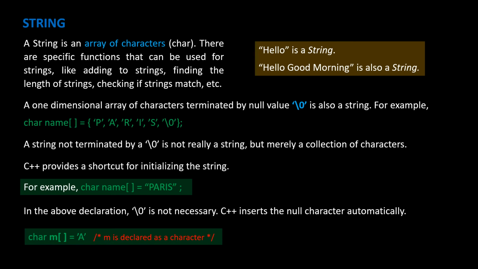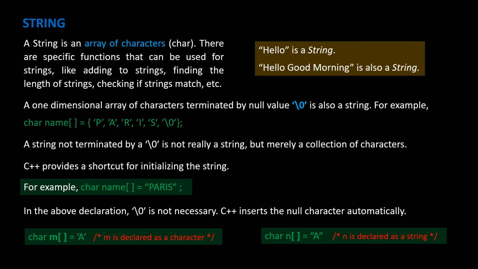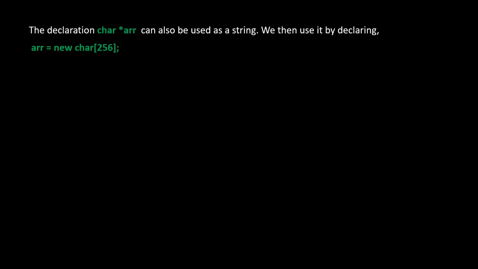In this declaration, m is declared as a character because capital 'A' is assigned to m within single quotes. In this next declaration, n is declared as a string because capital "A" is assigned to n within double quotes. The declaration, char *arr, can also be used as a string. We then use it by declaring arr = new char[256].